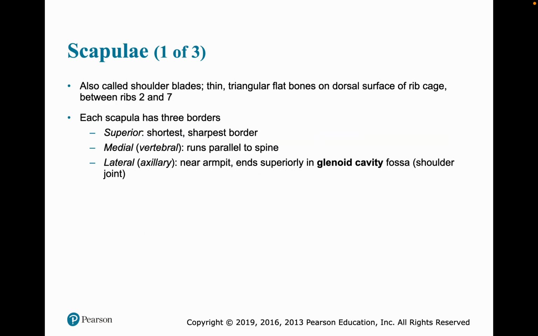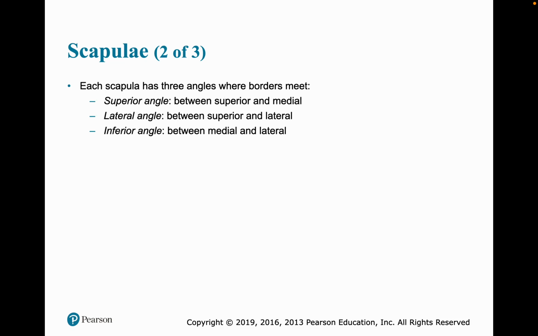The scapula, also called shoulder blades, are very thin, triangular bones on the dorsal surface of the rib cage between ribs 2 and 7. Each one has 3 borders: the superior, which is the shortest, sharpest border; the medial, which is towards the vertebrae; and the lateral, which is toward the axillary region near the armpit; and superiorly, the glenoid cavity, which is part of the shoulder joint. Each scapula has 3 angles where those borders meet: the superior, lateral, and inferior.